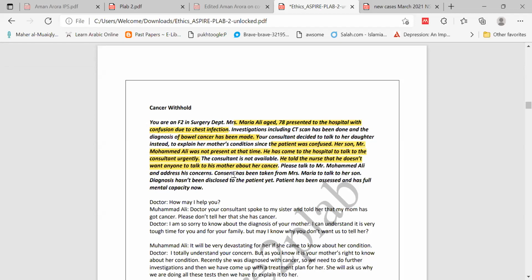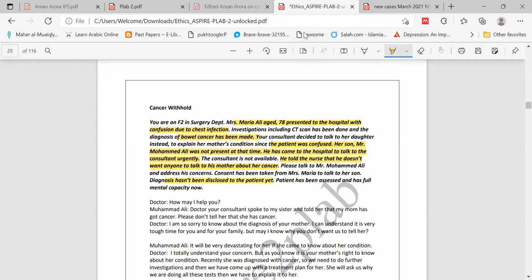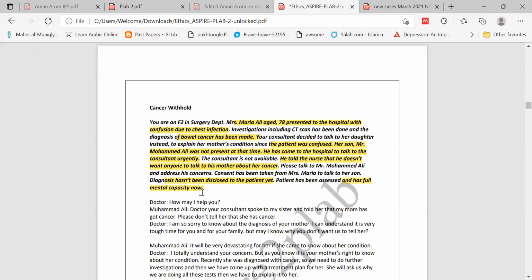Consent has been taken from Mrs. Maria to talk to her son. Diagnosis is not yet given to the patient. Please, patient has been assessed and has full mental capacity right now. Okay, these are the mutual informations. Now, the mutual information is the mom has cancer, the son knows. The mutual information is also that he told the nurse he doesn't want anyone to tell his mom about cancer.